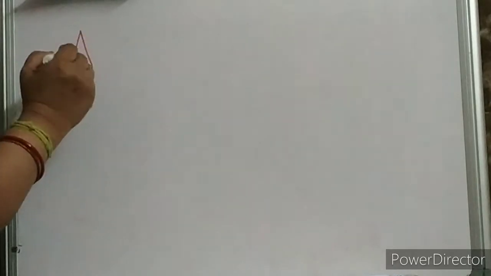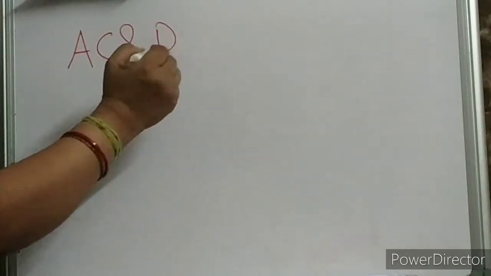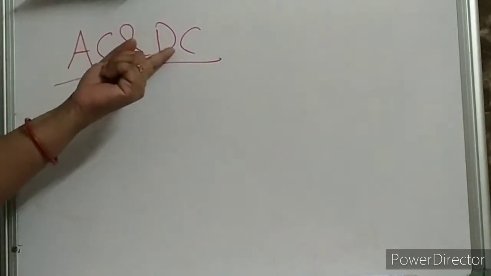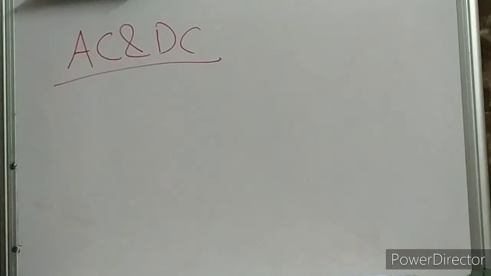In my last lecture, I think we discussed some numericals based on hand rules. Today we are going to start with AC current and DC current. Why AC and DC? Because we have to study the generator also. Before going to the generator directly, I want to discuss what is AC and DC, children. AC is alternating current, DC is direct current.